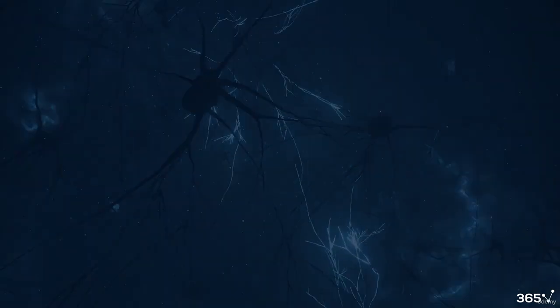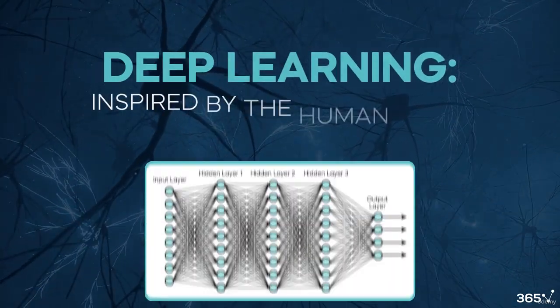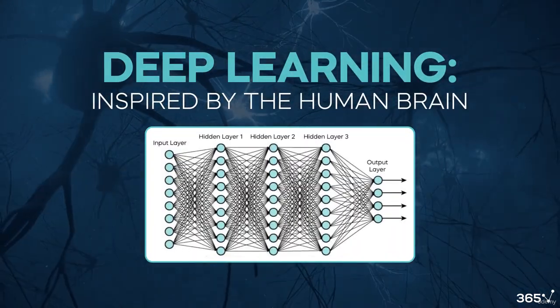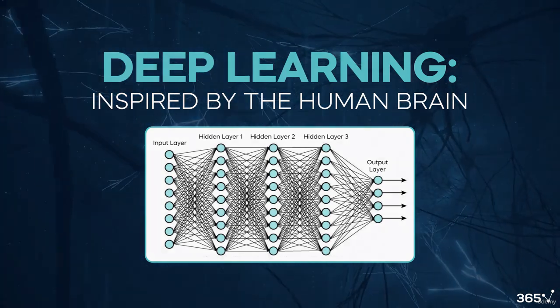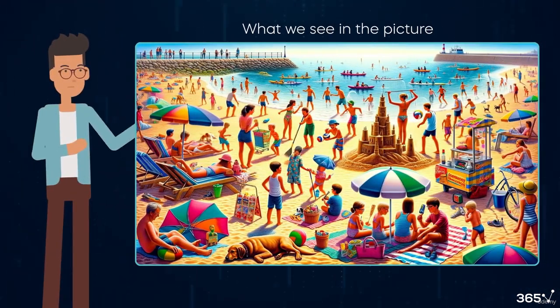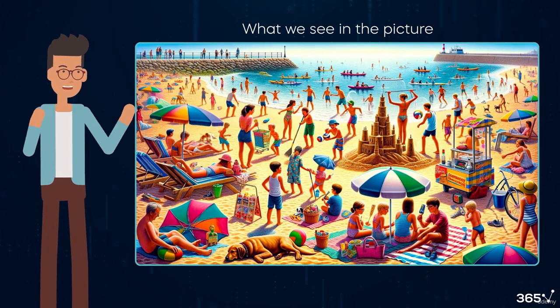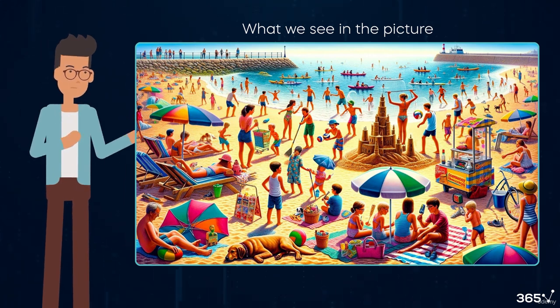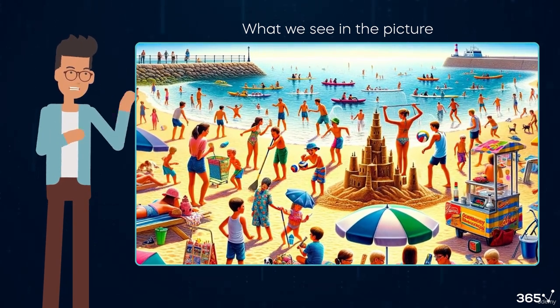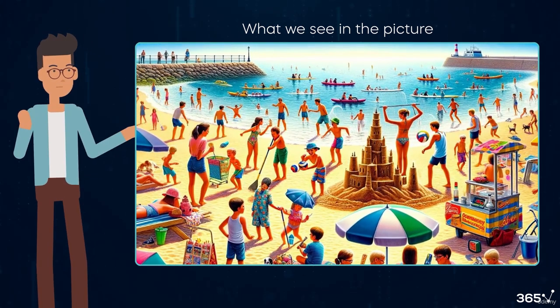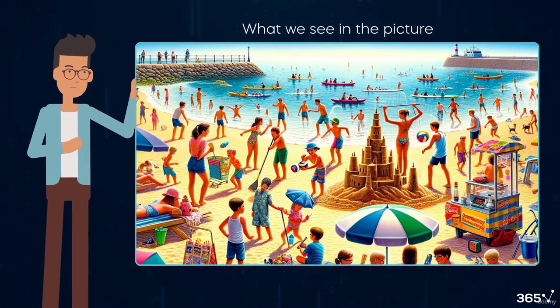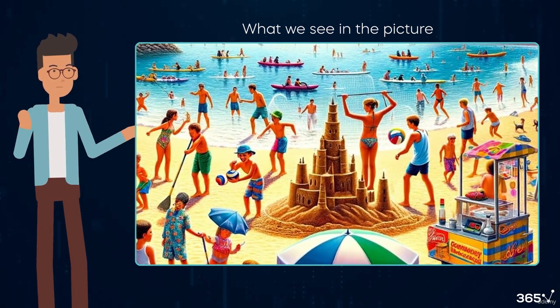Deep learning is a fascinating subset of machine learning, inspired by how the human brain works. Here's an AI-generated image. What do you see at first glance? It's a sunny day and a crowded beach, right? Upon closer inspection, we see children playing in the sand around a massive sand castle at the center.